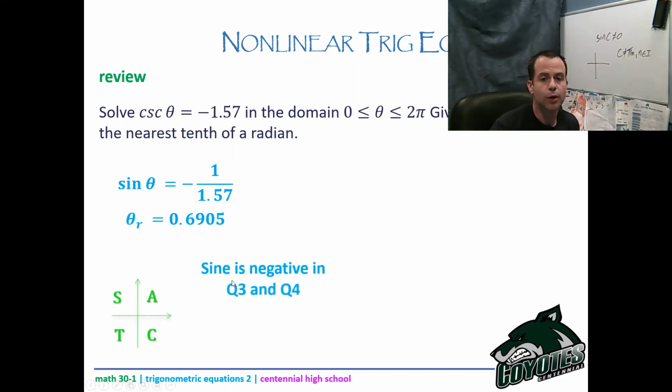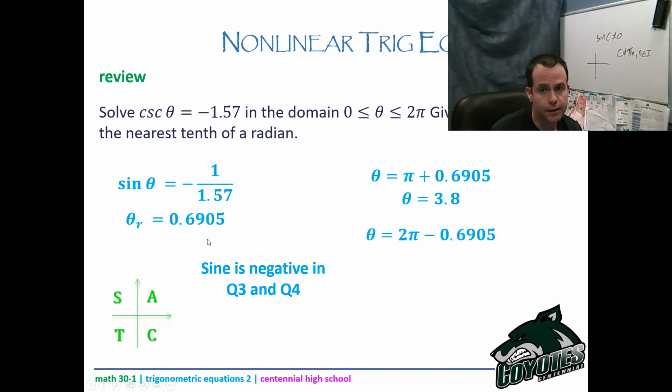Then I apply the CAST rule and think about where sine is negative. Sine is going to be negative in quadrant 3 and 4. So if that's my reference angle in quadrant 3 or 4, my first answer is going to be pi plus that guy. So that ends up being 3.8. And my second answer, the one for quadrant 4, ends up being 2 pi minus the reference angle, which gives me 5.6.